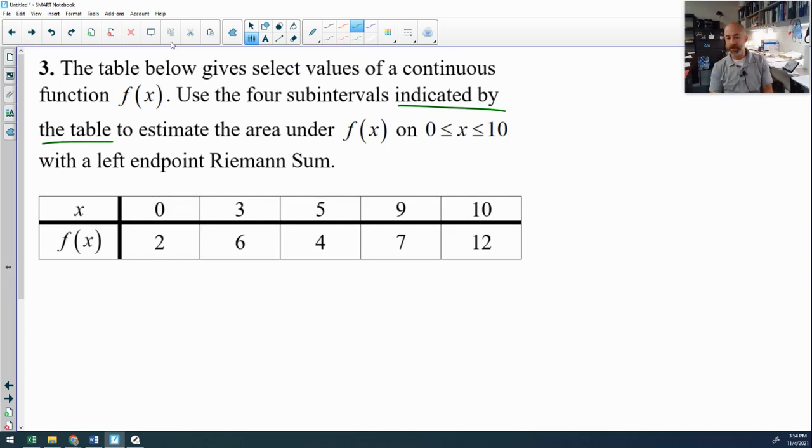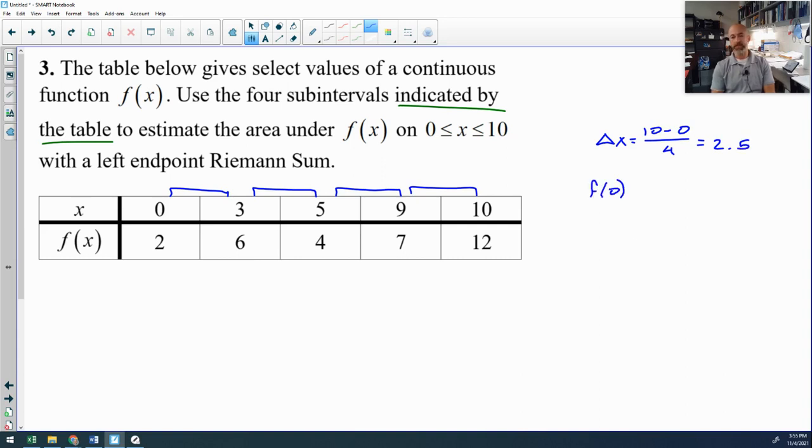You could be given a table of values where you're just kind of at the mercy of whatever they give you. So here we're going from 0 to 10, and I want you to use 4 intervals indicated by the table, which means we have to go from 0 to 3, from 3 to 5, from 5 to 9, and from 9 to 10. If you try to use equal spaced intervals, you're going to have a hard time because the delta x would be 10 minus 0 over 4, which ends up being 2.5, which means I would need to know the function's values at, if I'm using the left endpoint, right?